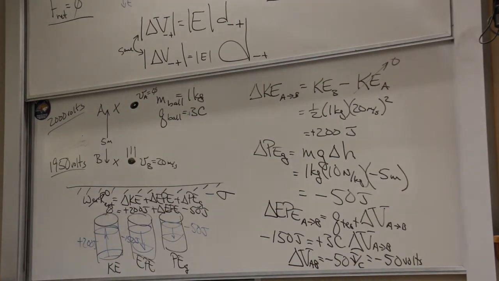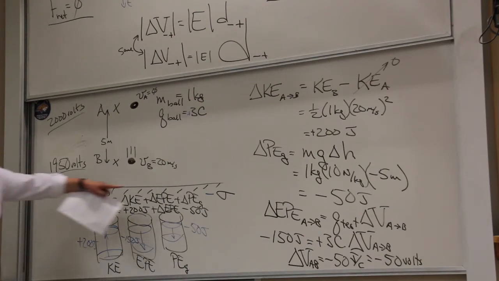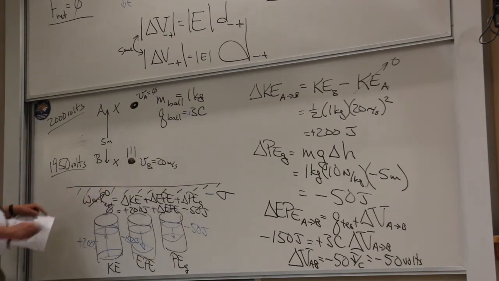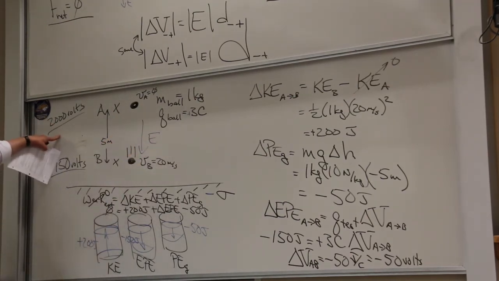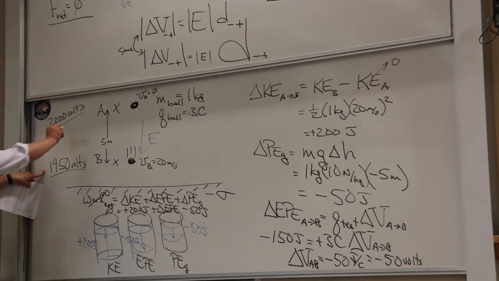Okay. Now, suddenly I know the direction of the electric field. I know that the electric field points towards a negative source. I also know that an electric field goes from high voltage to low voltage.